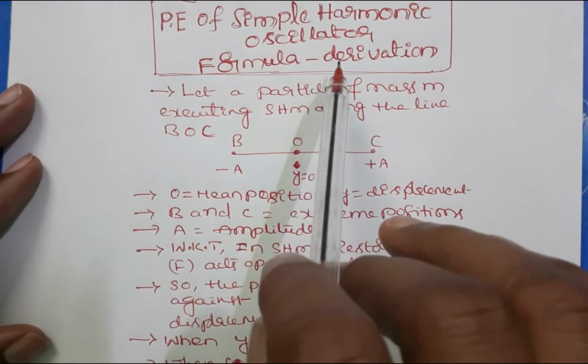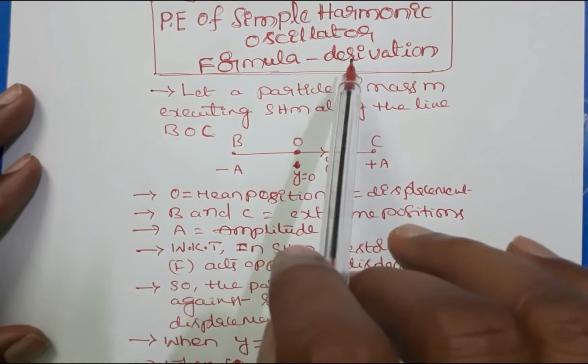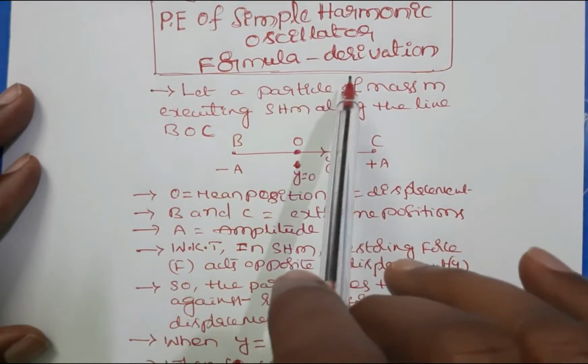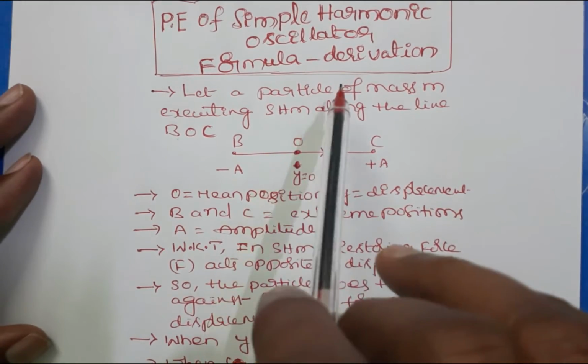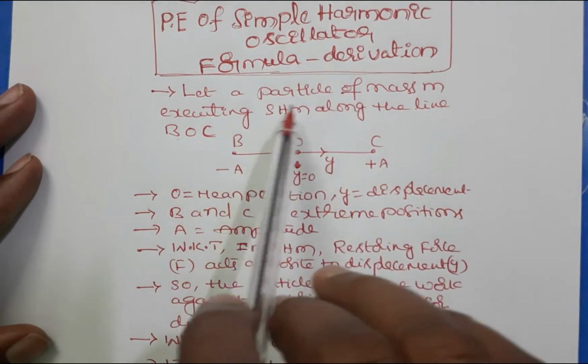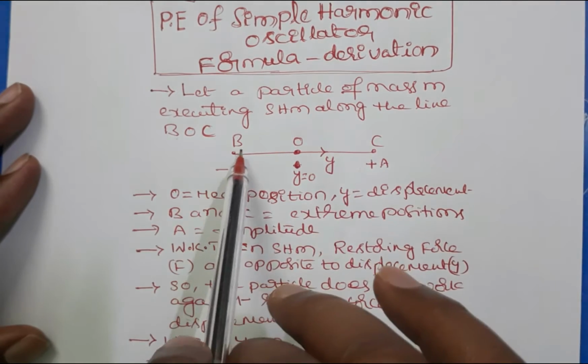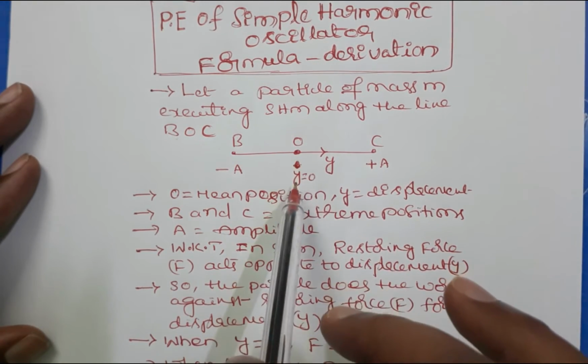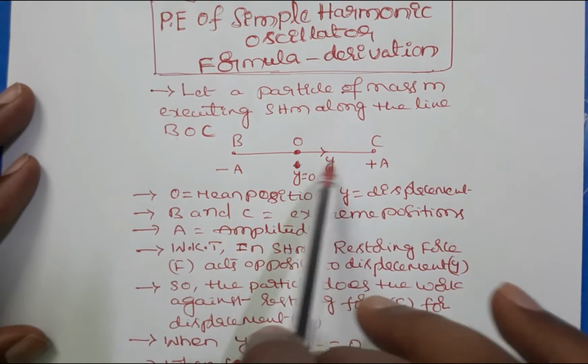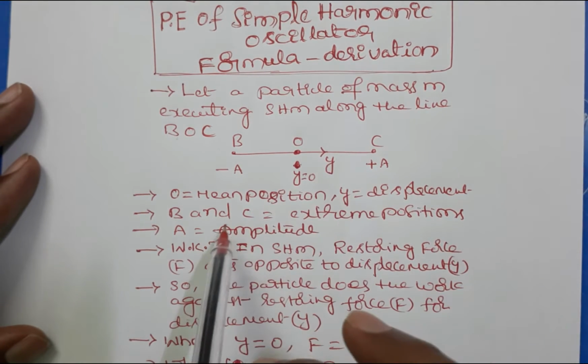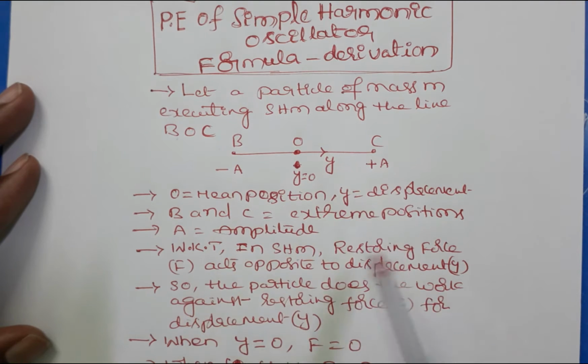So, derivation of the formula for potential energy of a simple harmonic oscillator. We know a particle or body executing simple harmonic motion is called a simple harmonic oscillator. So let a particle of mass m execute simple harmonic motion along the line BOC. Here O is the mean position, A is the amplitude, and B and C are the extreme positions.